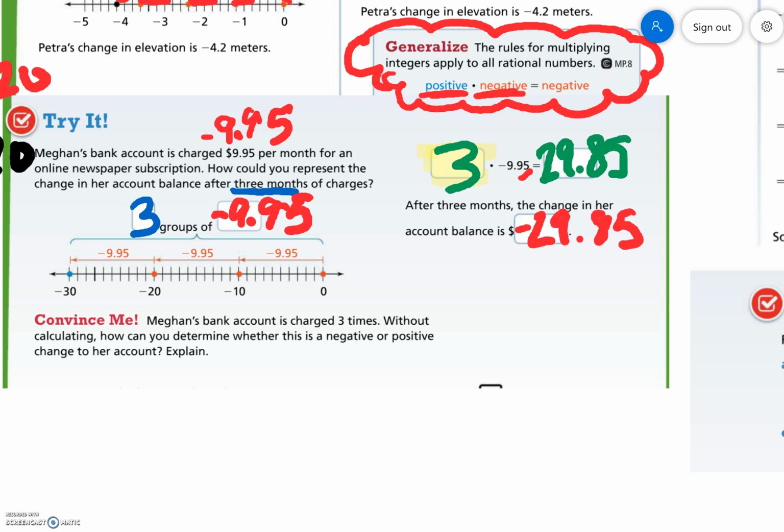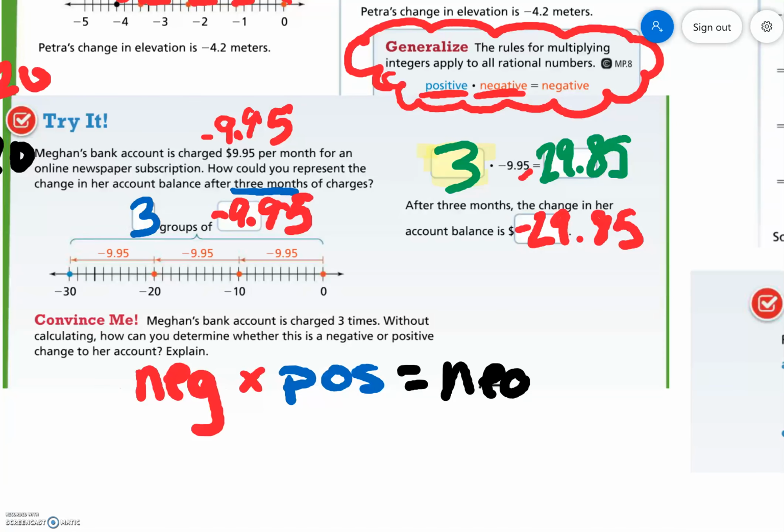Convince me. Megan's bank account was charged 3 times. Without calculating, how could you determine whether this is a negative or positive change to her account? Well, we know it was charged, so that was a negative. But times, you could never say, like, I went to the mall negative 2 times. That just doesn't make sense. So we know since it was charged 3 times, that would have to be a positive number. So we should be able to check ourselves, knowing that our answer should be negative.